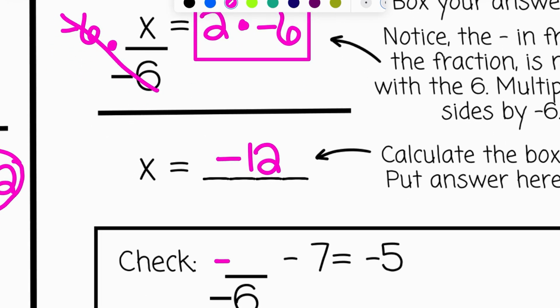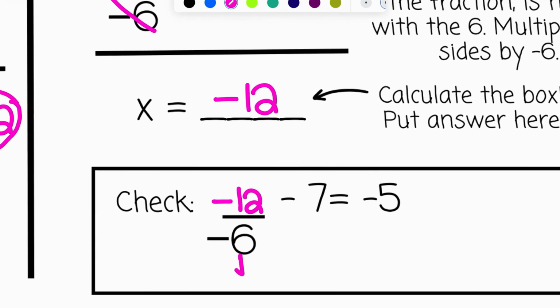All right, let's check it. So we had x divided by negative 6. Now we have negative 12 divided by negative 6, which comes out to be positive 2. And then positive 2 subtract 7 gives me negative 5. So the left side matches the right side, so it checks.